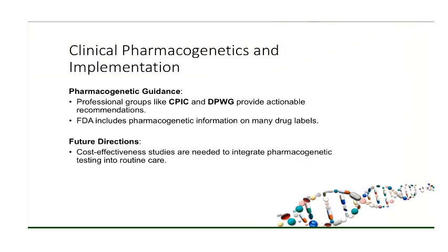Clinical pharmacogenetics aims to integrate genetic data into drug therapy decisions. Organizations like CPIC and DPWG have established guidelines for consistent application of pharmacogenetic data. The FDA also recognizes its importance, including this information in drug labels. However, further cost-effectiveness studies are essential for broader adoption in clinical practice.